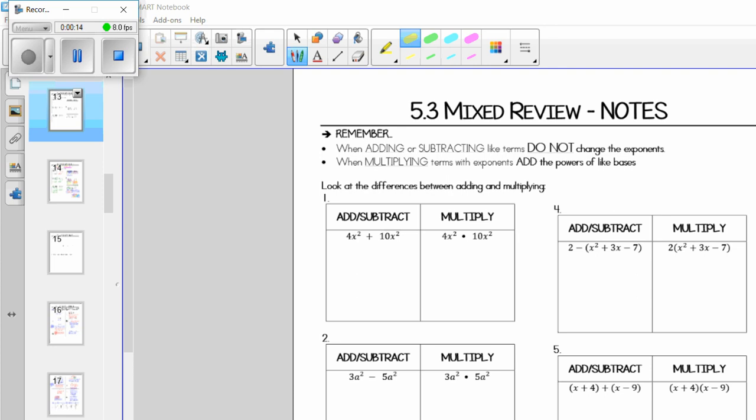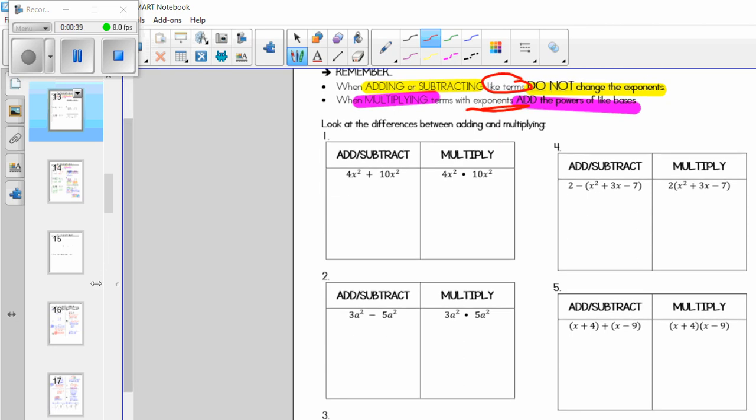polynomials. So the big thing we have to remember in this case is when we add or subtract, we're looking for those like terms and we do not change the exponents. But when we're multiplying, we want to add the exponents of those powers that have like bases. So the biggest thing between the two is those like terms and then adding those exponents. So for this first question, we're going to look at the difference between adding and multiplying.